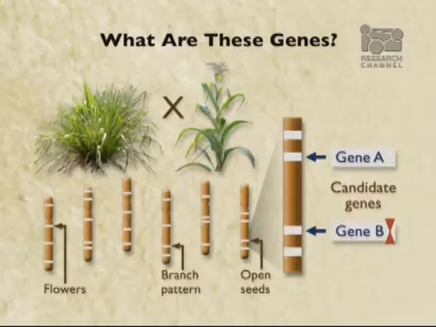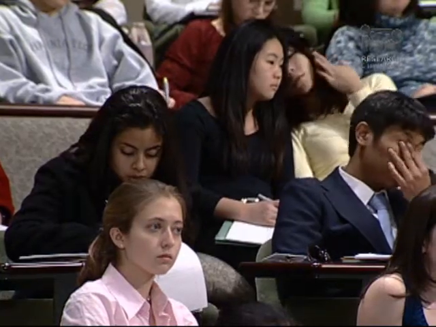When you do that, what you find is that there are particular chromosome regions that control particular aspects of plant morphology. So there's a chromosome region that controls flowering, one for branch pattern, open seeds. These aren't simple Mendelian traits. In fact, there's usually a major gene that controls a lot of the difference and a few minor genes.